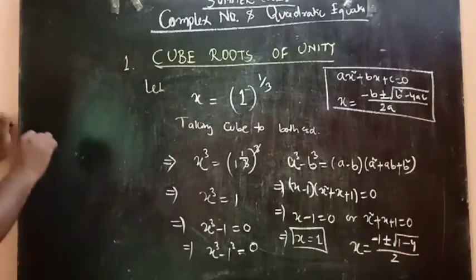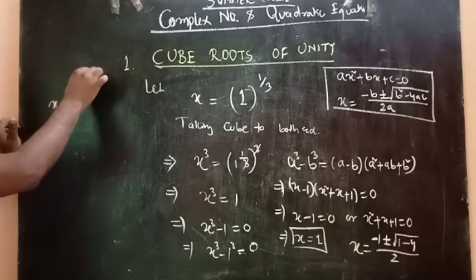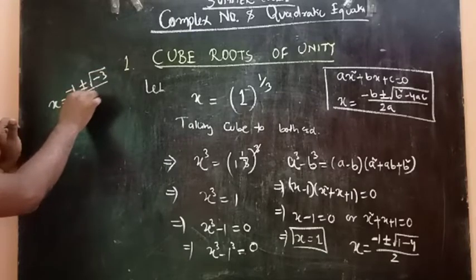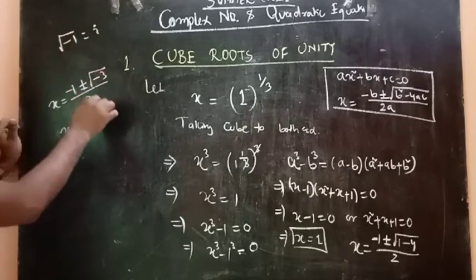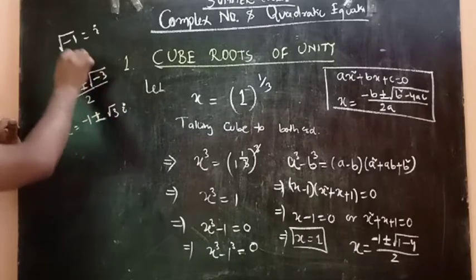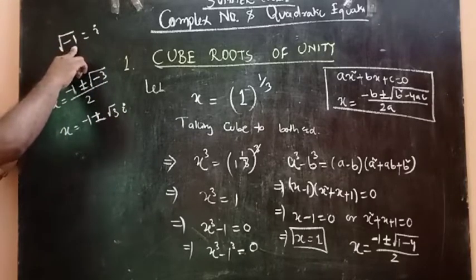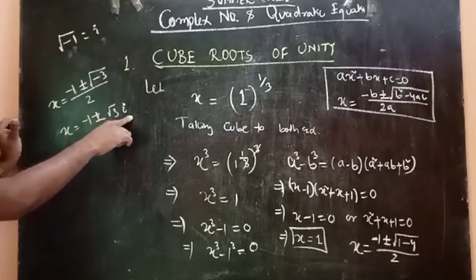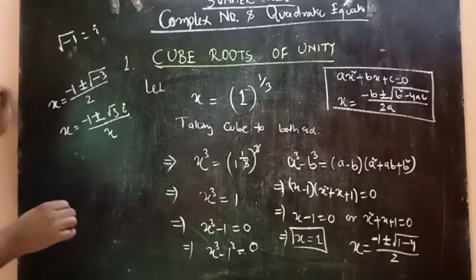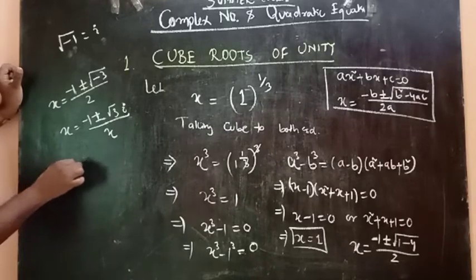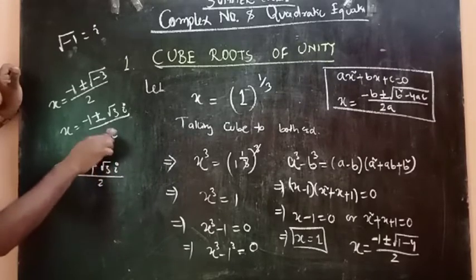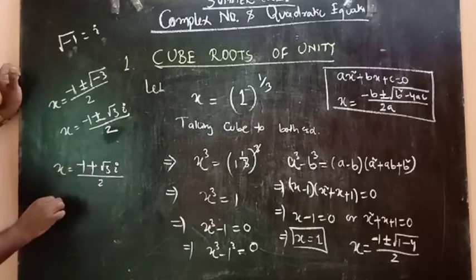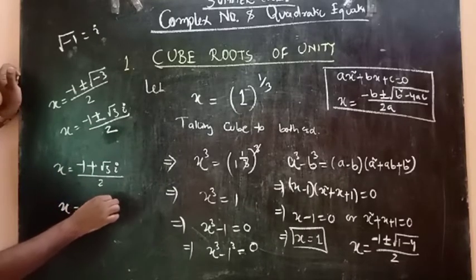So what does this become? x is equal to minus 1 plus or minus root 3 by 2, with the root of minus 1 being imaginary. We know that the square root of a negative number is imaginary, so the root of minus 1 is i, giving root 3 i by 2. So the roots are: x is equal to minus 1 plus root 3 i by 2, and another root is x is equal to minus 1 minus root 3 i by 2.